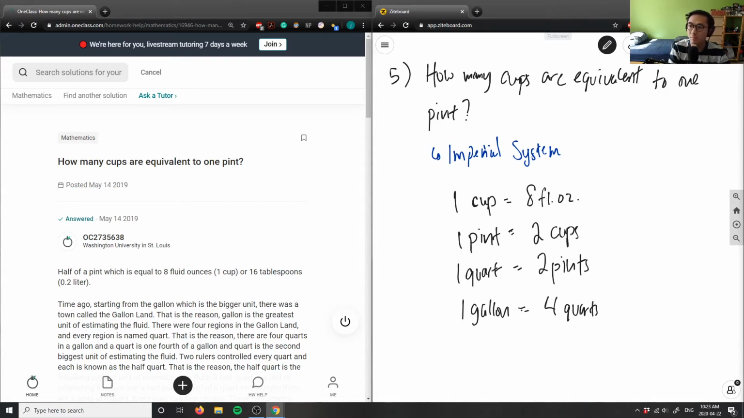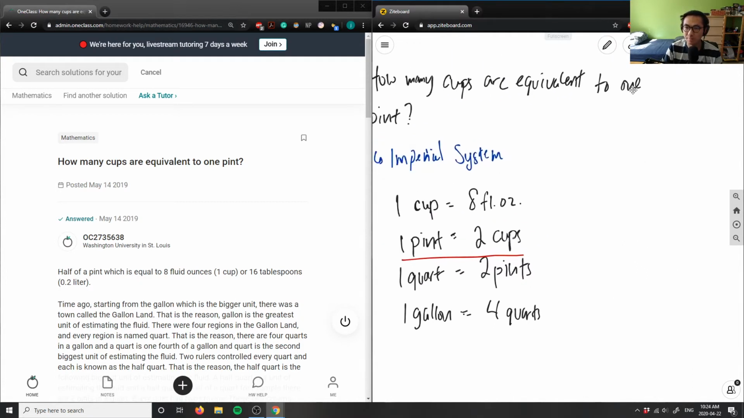So what do we care about here? We care about how many cups are equivalent to 1 pint, right? So in order for us to do that, we care about this one here. So 1 pint equals 2 cups. It says how many cups are equivalent to 1 pint, right?